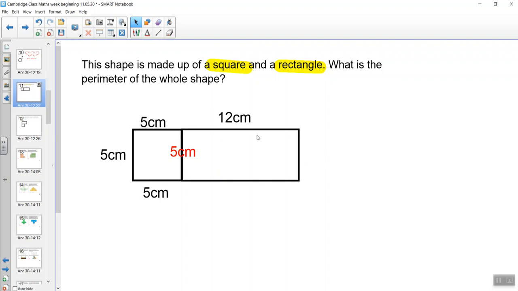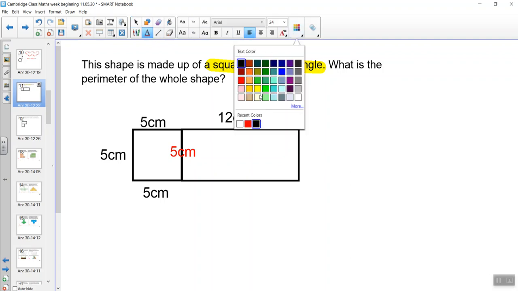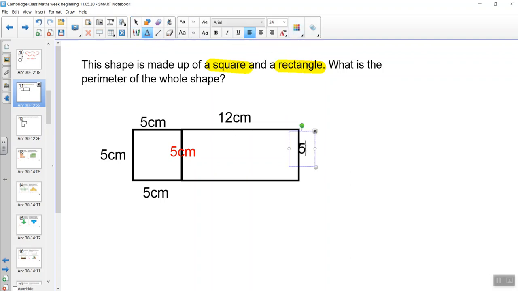But I do have a rectangle here. And if this side of my rectangle is 5 centimetres long, we also know that this side of my rectangle is 5 centimetres long. So knowing one side of that square has helped me to work out this value here that was missing.